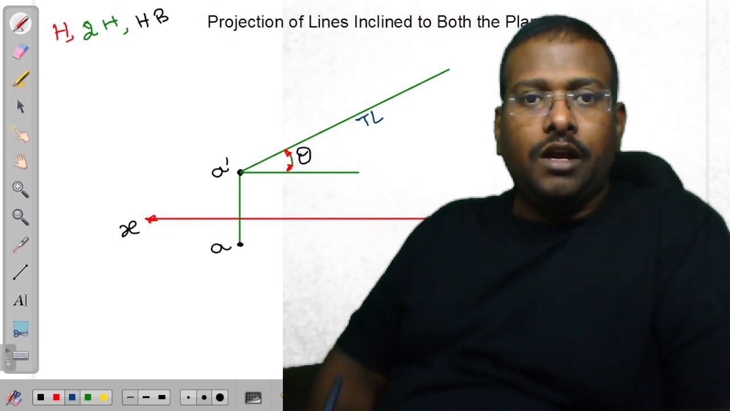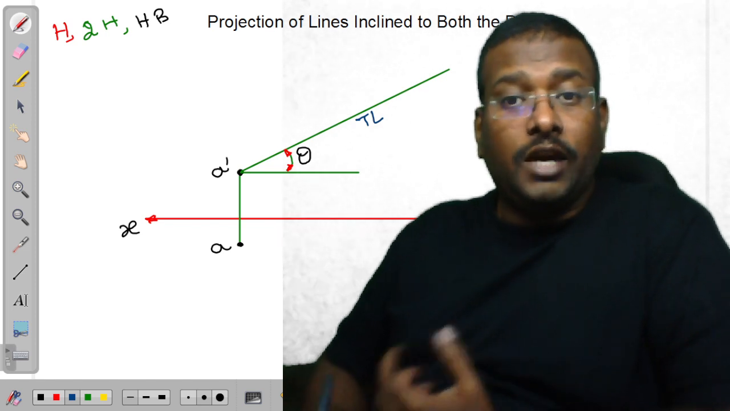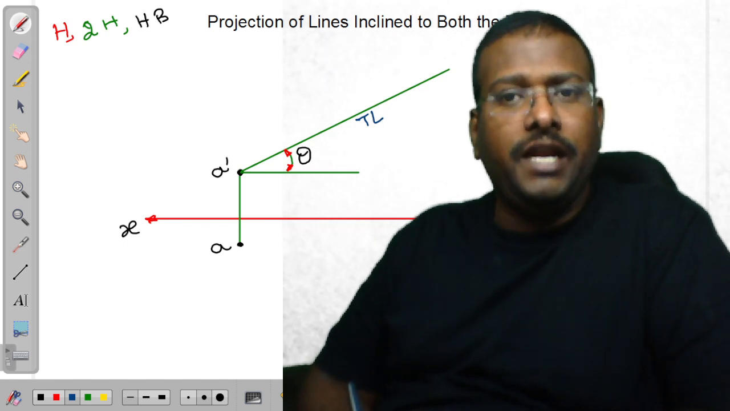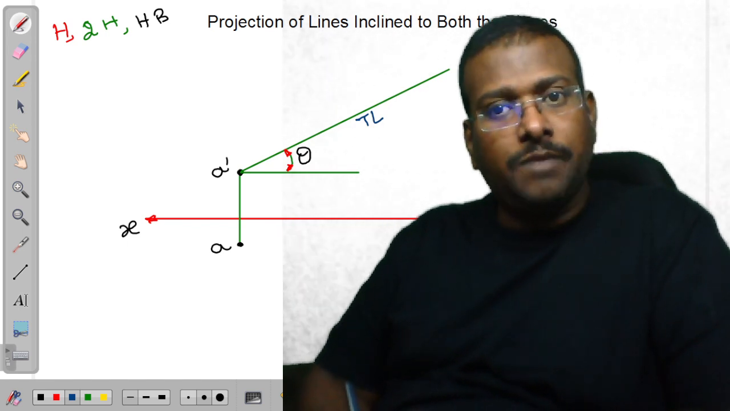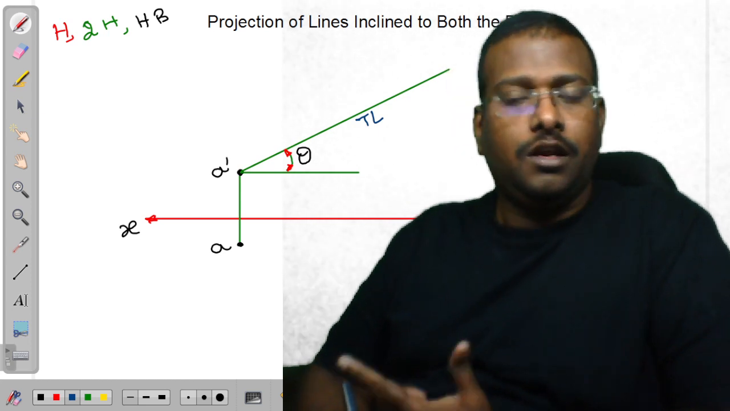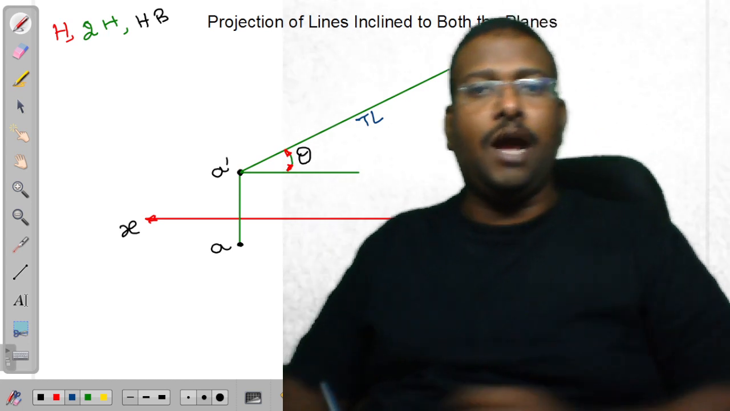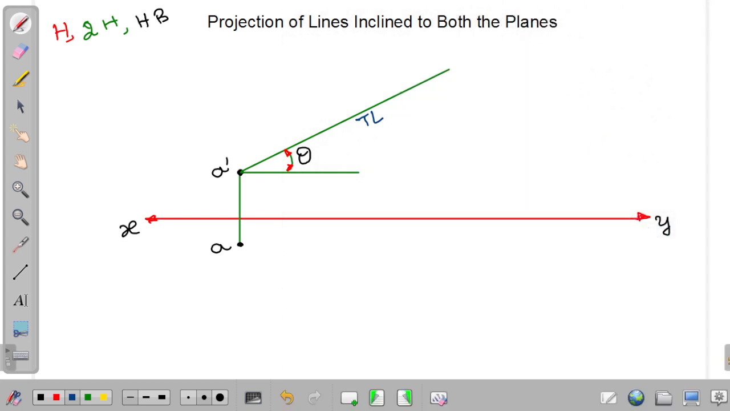So A dash, what is the symbol I have to use for the other end? Most people will think it is B dash. No sir. B dash is my final front view, but here it is my case 1. That is why I am assuming it as B1 dash. This is the front view of point B in case 1.